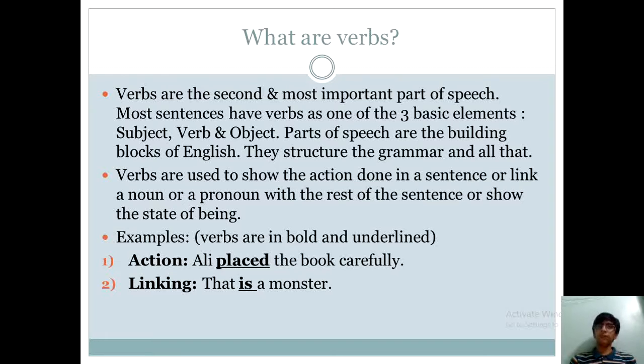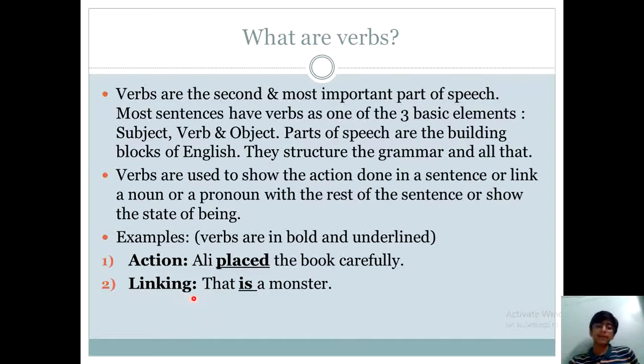What is the function of verbs? Verbs are used to show the action done in a sentence, or to link a noun or a pronoun with the rest of the sentence, or show the state of being. Some examples. The first, for action, is: Ali placed the book carefully. Now here, placed is the verb because it shows some work being done. Ali is putting something down and that is some work. So that comes in the verb.